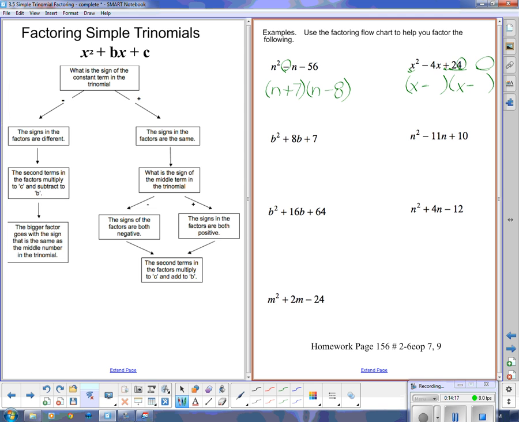And again, you can kind of read that backwards. If you don't like the flowchart, it's kind of this way. You can say, what two numbers multiply to 24 and then add, that's a plus sign, to 4? What multiplies to 24 and adds to 4?